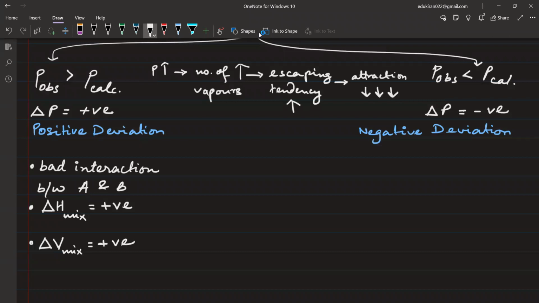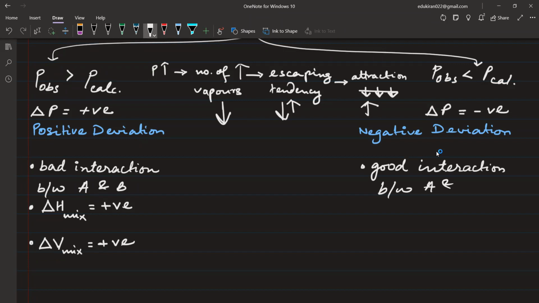Okay? Now in the opposite case, in negative deviation, we have fewer vapors, the escaping tendency is less, which means attraction has increased. Attraction has increased, that means good interaction between A and B. Delta H: if there is a force of attraction, it will be exothermic, so negative. And the delta V of mixing will also be equal to what? Negative.